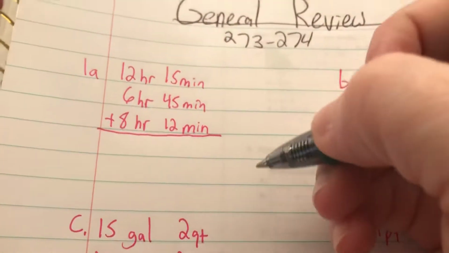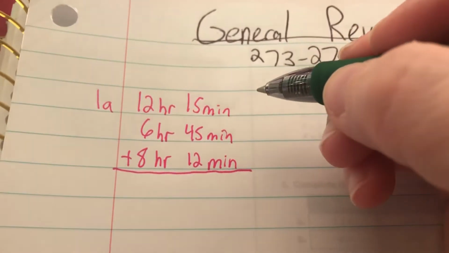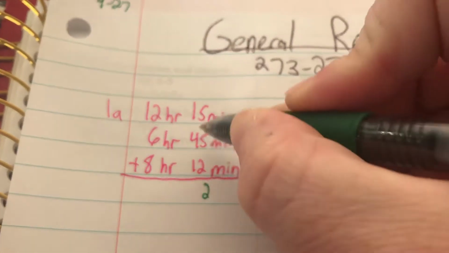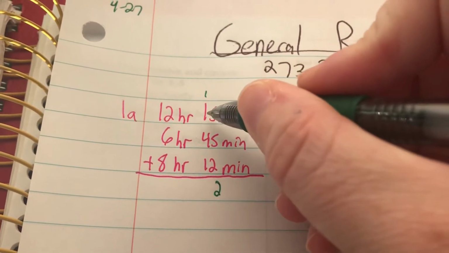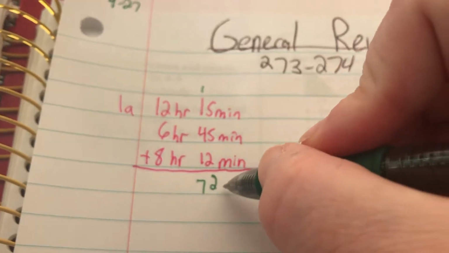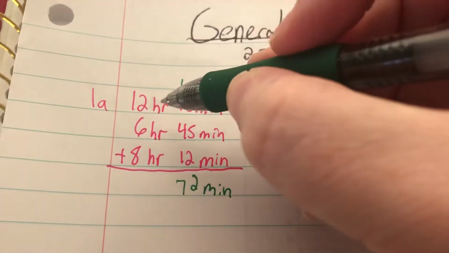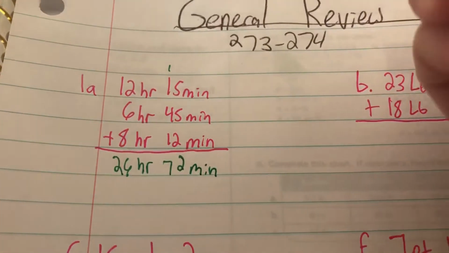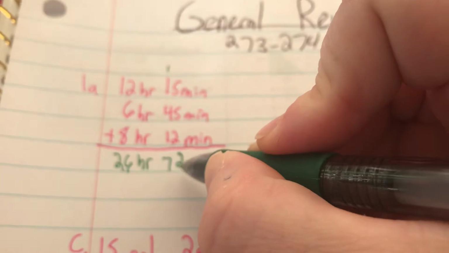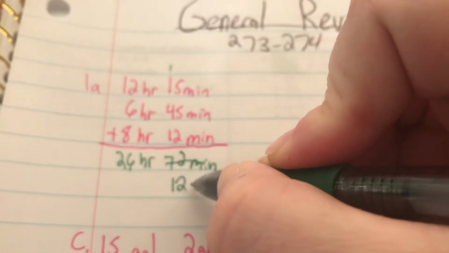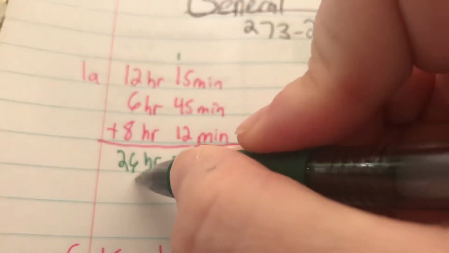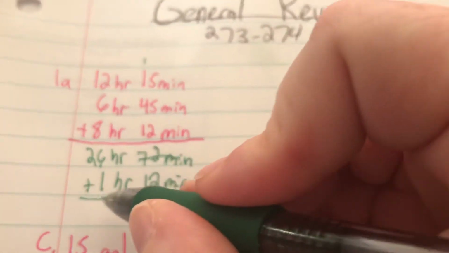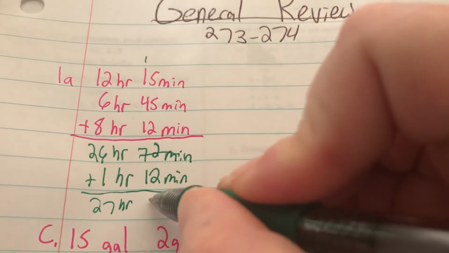So 1A, we have 12 hours 15 minutes, plus 6 hours 45 minutes, plus 8 hours 12 minutes. So 5 plus 5 is 10, plus 2 is 12. 2, 6, 7, so 72 minutes. 12 plus 8 is 20, plus 6 is 26 hours. We know that there are 60 minutes in 1 hour, so we're going to have 12 minutes left over, and we're going to add 1 hour, and that's going to come to 27 hours and 12 minutes.